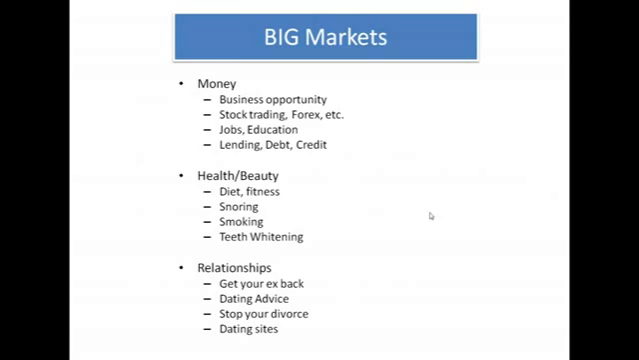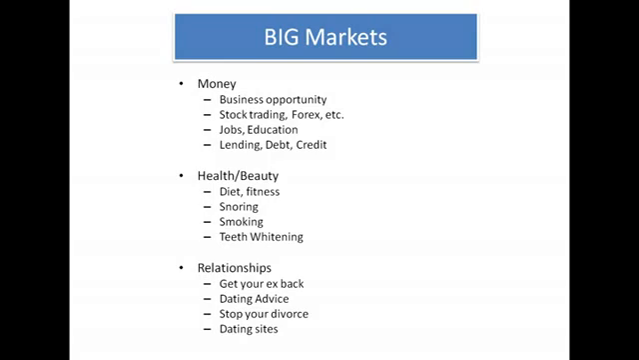All right, so these are at a high level what I would call big markets. These are big markets not only for affiliate marketing, but just for any type of marketing at all. They're hot markets for people to create products in and make a lot of money because these markets appeal to a lot of people. And I've broken them down into three main categories here. We have money, health and beauty, and then relationships. These are the three main areas that people are really concerned with in their life, and that's what makes these such big markets, because they really can apply to anybody in some way or another.